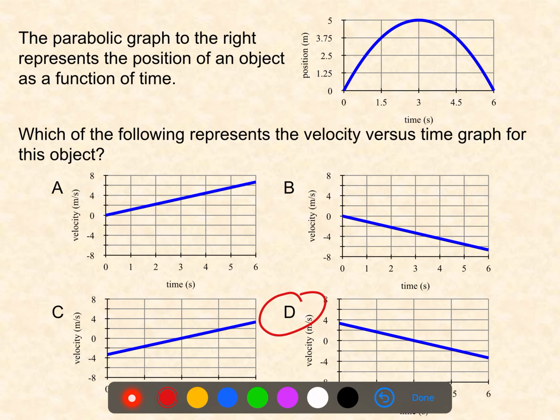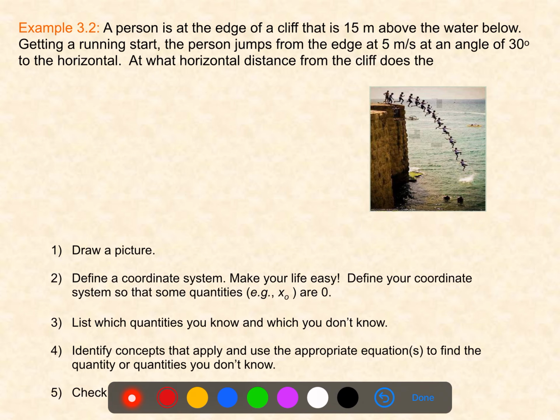All right, now that we have some graphical understanding of what's happening, let's do an example in which we apply the equations of motion to two-dimensional projectile motion. So let's consider someone who is going to do a cliff jump off a 15-meter cliff. They get a running start, have an initial velocity that is at an angle of 30 degrees from the horizontal. And what we want to know is how far away from the bottom of the cliff are they horizontally when they hit the water. Okay, you don't want to be too close.